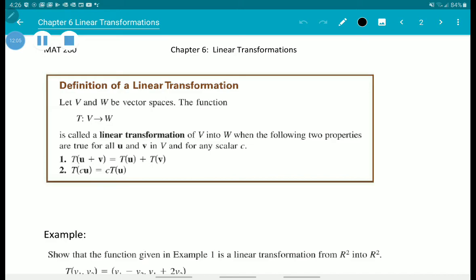If we were to apply the transformation to the sum of u plus v, that would be equivalent to applying the transformation to u, applying the transformation to v, and then adding them together. That's what the first piece of the definition says. The second piece says the transformation of a scalar value times u is equivalent to the transformation of u multiplied by the scalar value.